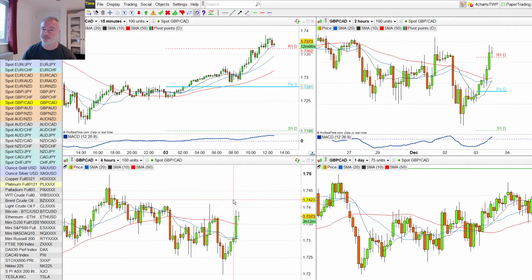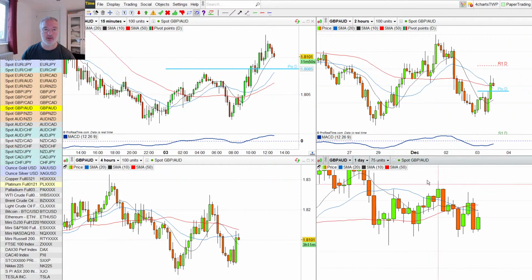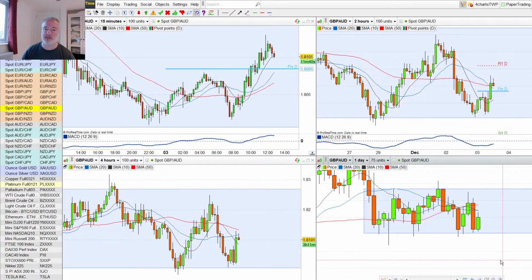GBP CAD, just a mess. It does look like it wants to go higher, so it looks really good on the 15 minutes. But then as soon as you look at the 4 hours, it's in a range. Not great. Pound Aussie. That daily says it all. So I'm going to mark that area until we get out of it. That's just a problem area.